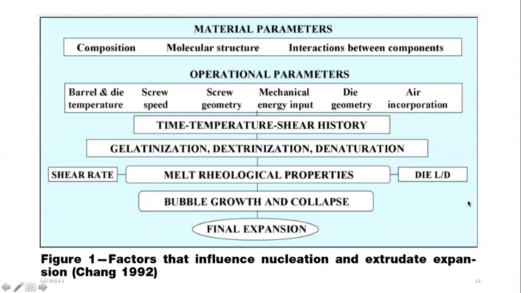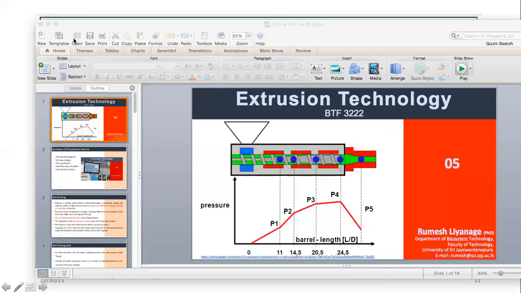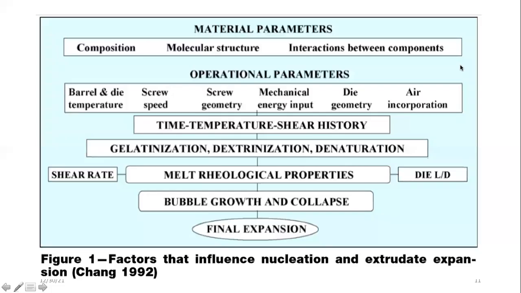I'm going to summarize the things I have discussed up to now. So you know the materials, we will discuss the raw material selections later. In the next lecture, we will discuss how to select raw materials. And raw materials are very important. Composition of the raw materials, molecular structures, right? Interactions, they are very important in extrusion.